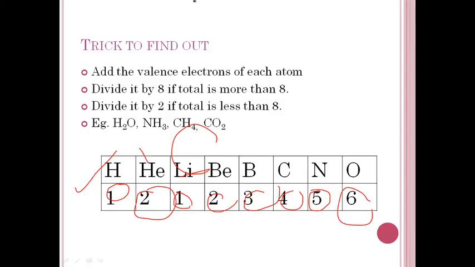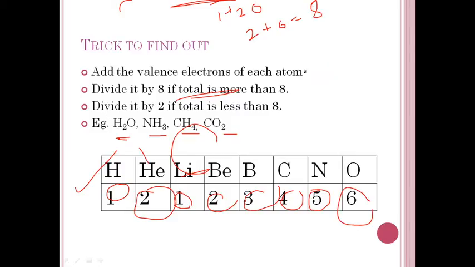Now I have given you some examples also here, like water, ammonia, methane and carbon dioxide. Shall we start with water? So water means what? H2O. How many hydrogens does it have? 2 hydrogens. And the valence number of electrons for hydrogen is 1. So 1 into 2, I have totally 2 valence electrons from hydrogen. And how many valence electrons for oxygen? It is 6. So what is the total number of valence electrons? It is 8.